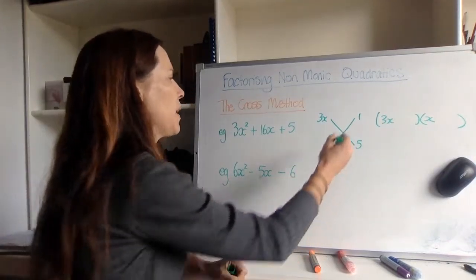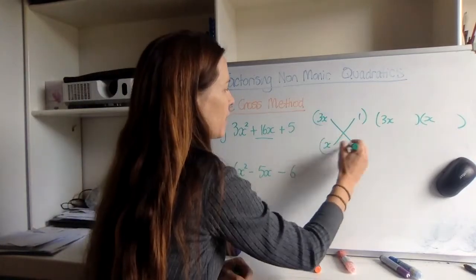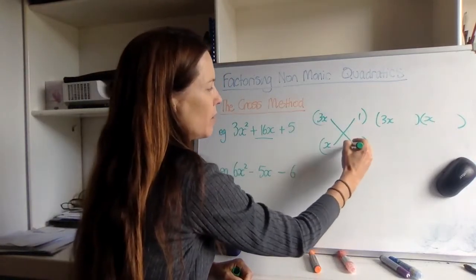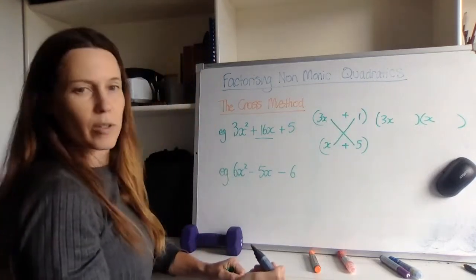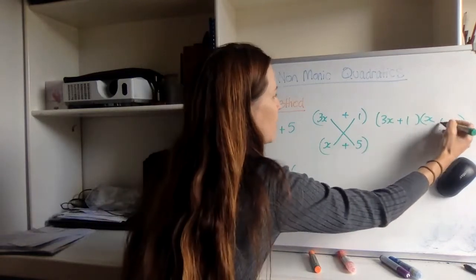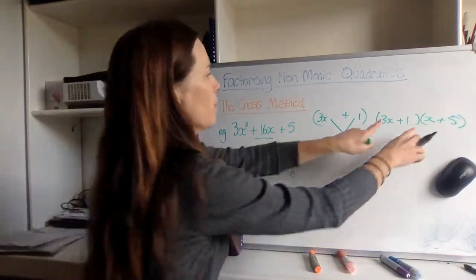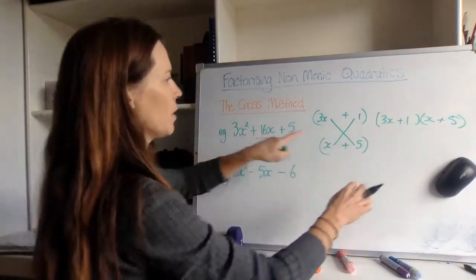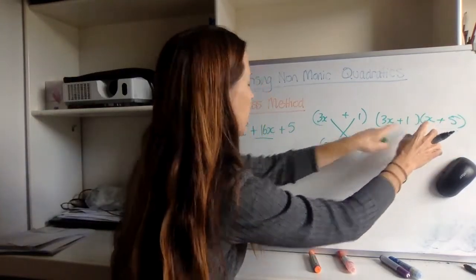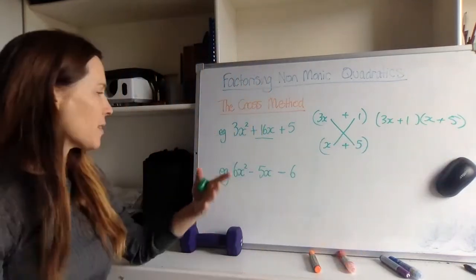Now that you've found the partners that you need to make that middle term, these are now your brackets. And if these numbers are both positive, then basically those are your sets of brackets, 3x plus 1 and x plus 5, and you're done. Now, at the end, always check that it works. 3x squared, 15x plus x is 16x, and we've got 5 as the lasts. So yes, it does work.